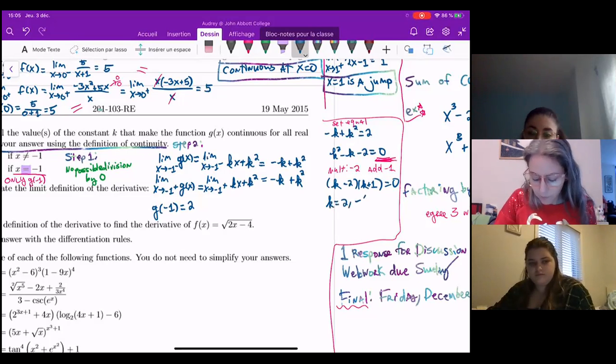And so sometimes we have to go back and look at the original function to make sure that our k values all make it continuous everywhere. Do I need to do that in this case?